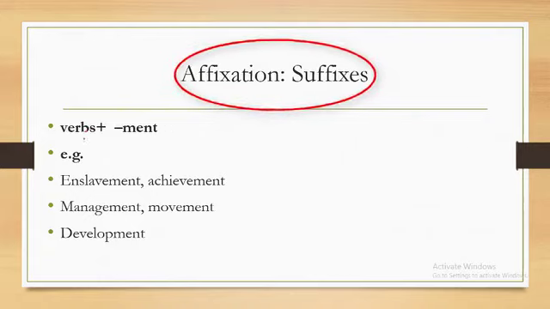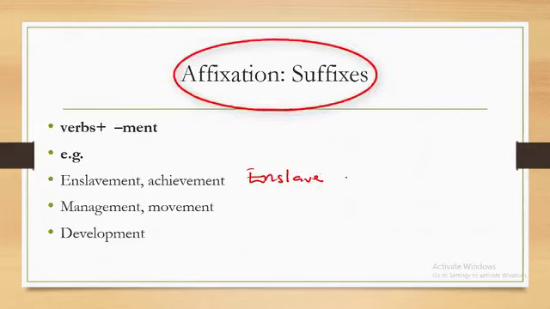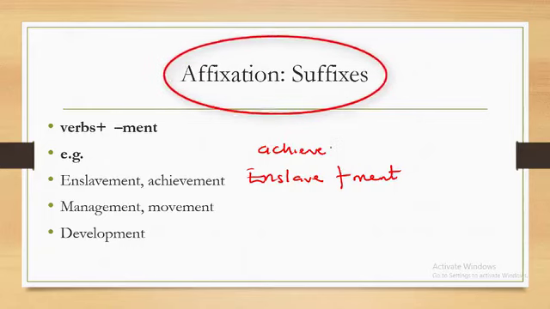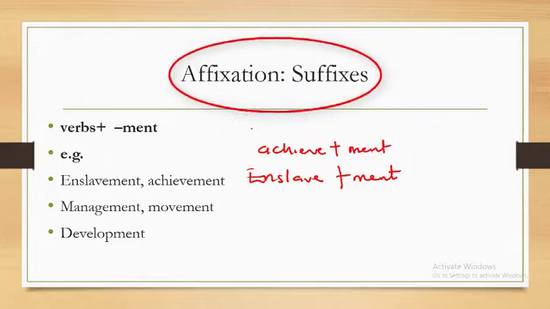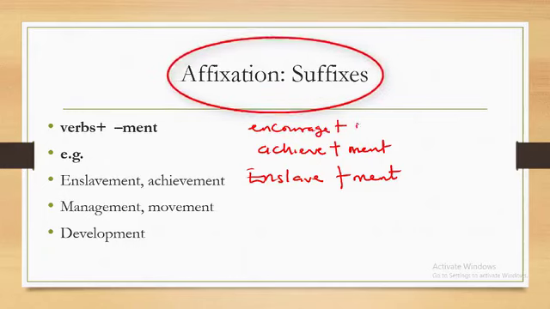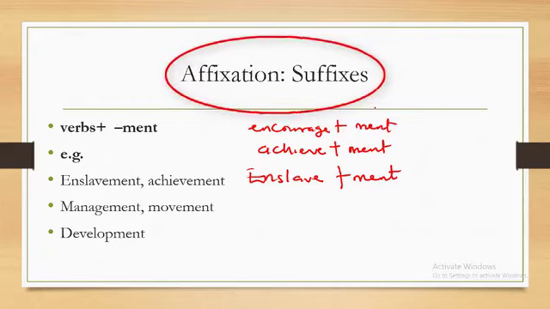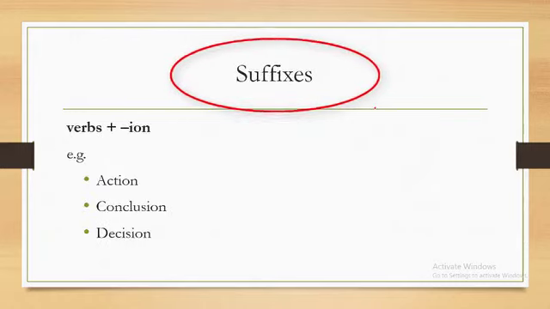For instance, we could have enslave, which is the verb enslave. Then if you add ment to that, we have enslavement. We could then have achieve. If you add ment to that, you have achievement. We have encourage. If you add ment to that, it is encouragement. So that's how you form new words, and it changes the entire meaning when you add suffixes to them, and even the class of words.